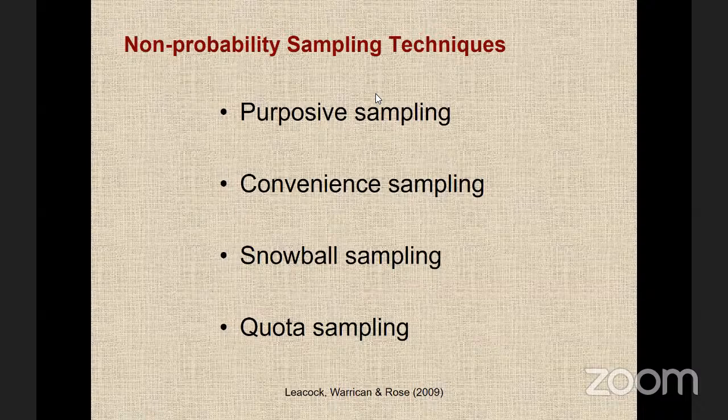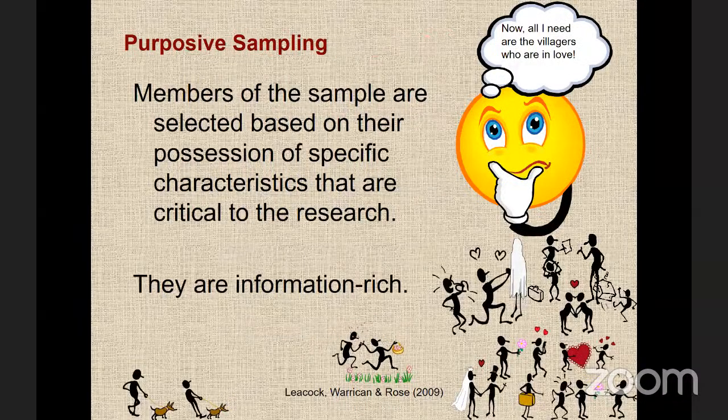Anyway, for non-probability sampling techniques, we have purposive, convenience, snowball sampling, and quota sampling. Do I need to go through each of them, guys? No. Purposive sampling is where essentially you select the people for the sample based on who is likely to have a lot of information.